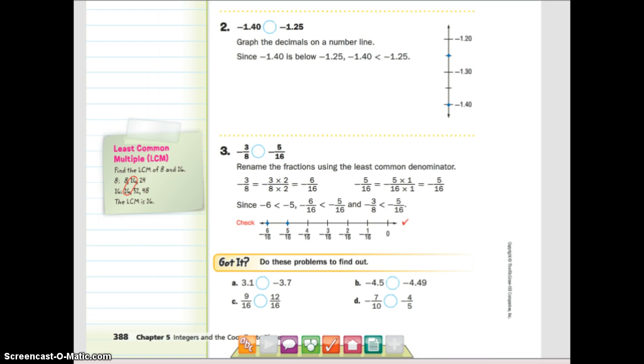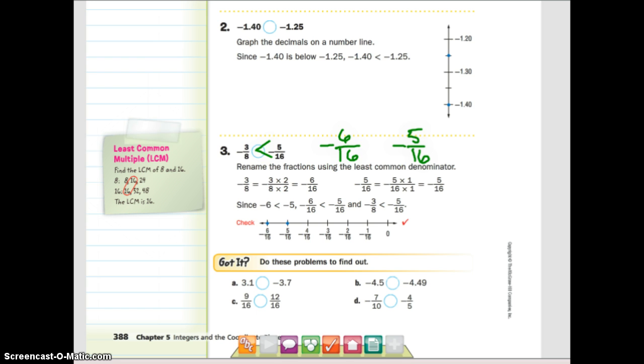When rational numbers are written as fractions, we need to convert them to the same denominator. We have negative 3/8 and negative 5/16. By multiplying 8 times 2, negative 3/8 becomes negative 6/16, and we're comparing that to negative 5/16. So again, look at the number line. Which one is closer to 0? You guessed it, negative 5/16 is larger than negative 6/16. So negative 3/8 is less than negative 5/16.